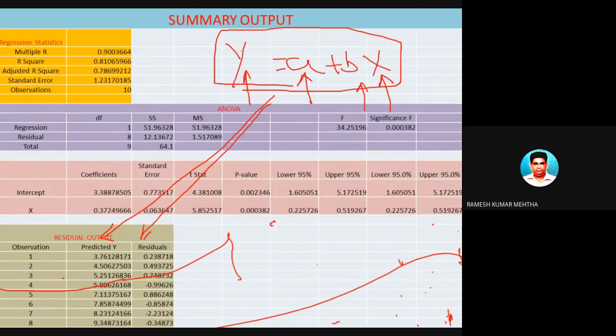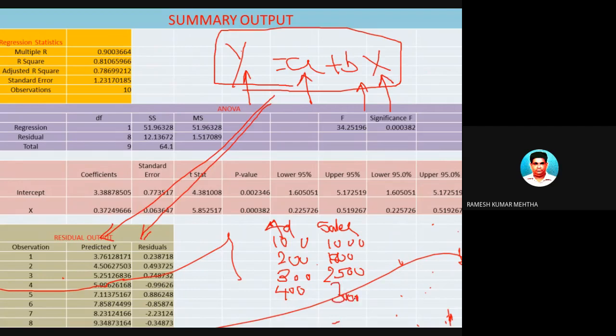For example, say advertisement and sales. When I gave 100, this was 1000. When I gave advertisement of 200, this was 1800. When the advertisement was 300, the sales was 2500. And when I spent 400 crores on advertisement, this became 3000.